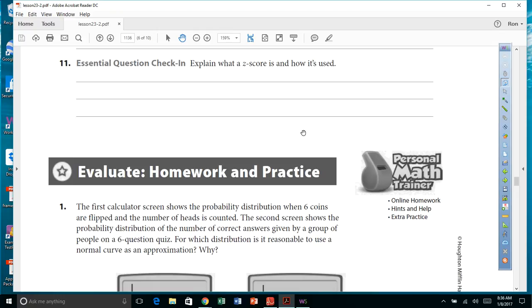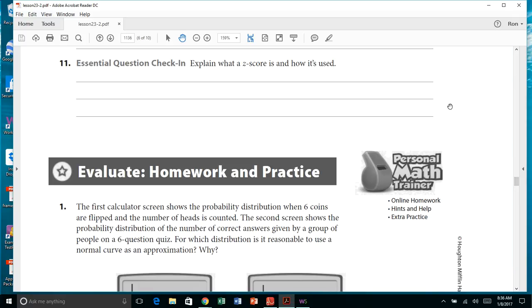Essential question check-in. Explain what a z-score is and how it's used. A z-score represents the number of standard deviations that a data value is above or below the mean. Z-scores are used to find probabilities based on the area under the standard normal curve in the standard normal table.